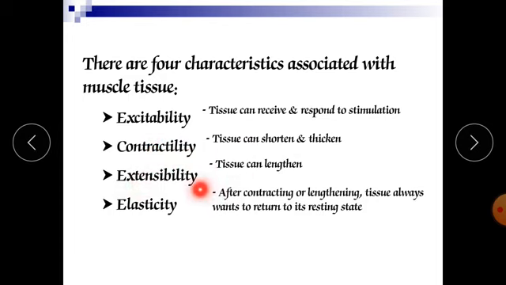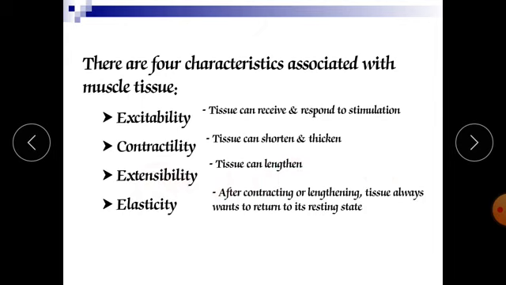The next is extensibility. In this, the tissue can be lengthened, meaning if you are putting stress on the muscles, the muscles can be stretched, their size can be lengthened or increased. That typical property is called extensibility.